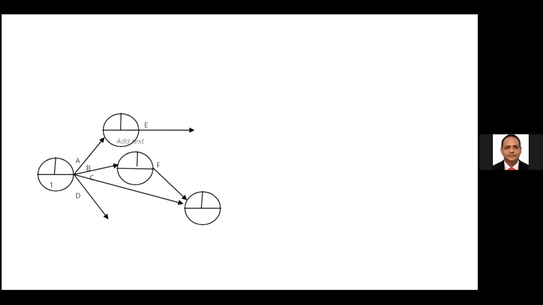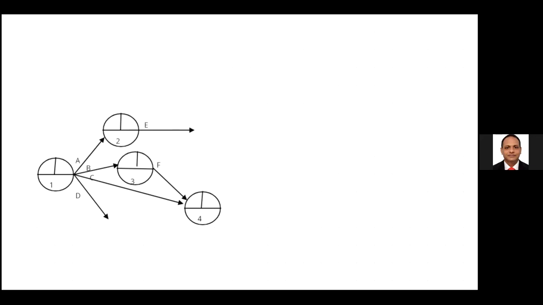Then to the second event, where to put the numbers, then event number 3, then event number 4. Please don't draw any lines.